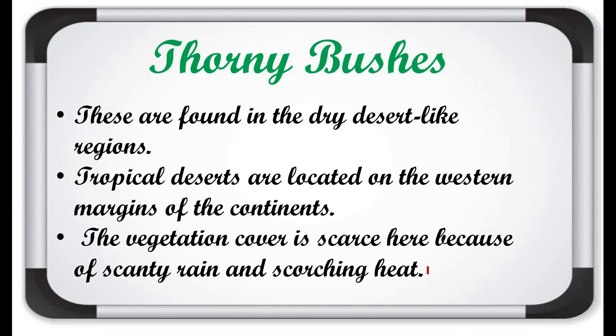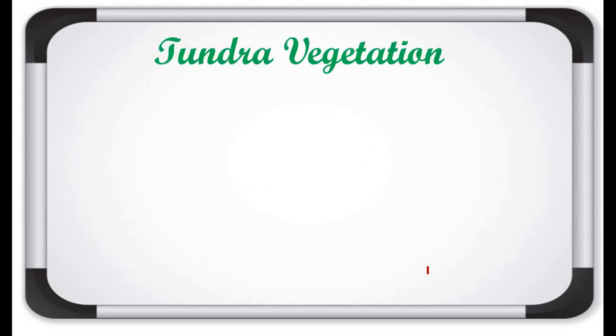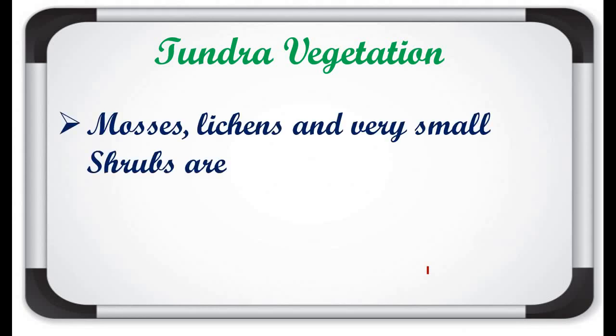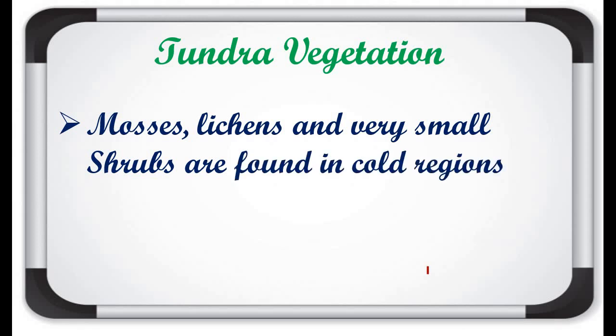Got it? Yes. So now our next topic is tundra vegetation. What do you mean by tundra vegetation? Actually students, the tundra region lies in the northern polar region. So first you must know what tundra is. Actually that is a name given to the area which lies near the northern polar region.